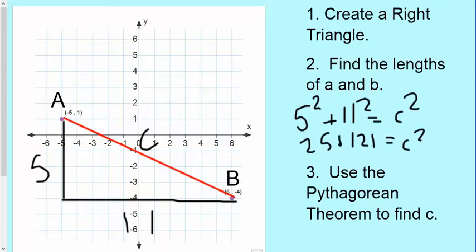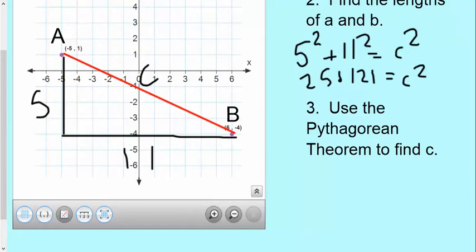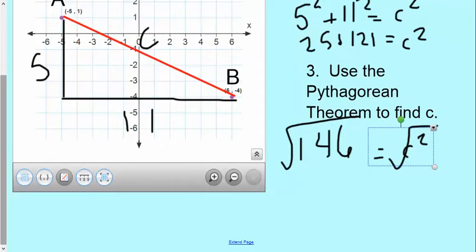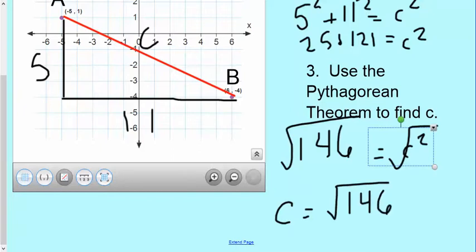121 equals c squared, meaning that c squared equals 146. Let's see if we can simplify that any further, because obviously we need to take the square root of that to get our final answer. If I were to divide 146 by 2, all I would get is 73, and 73, I believe, is a prime number. So I can't do anything with 73. My final answer would be the distance equals the square root of 146.